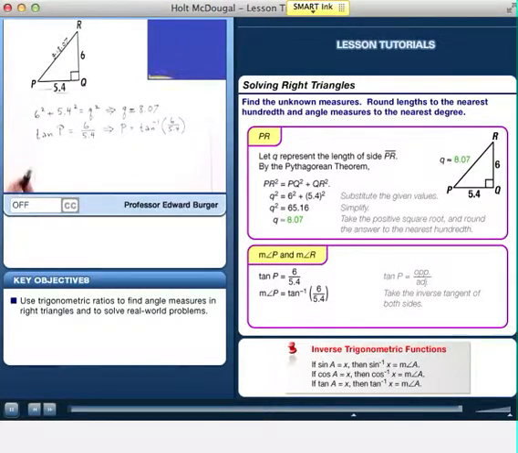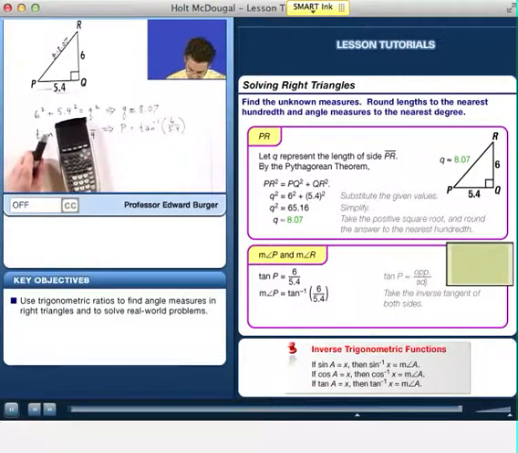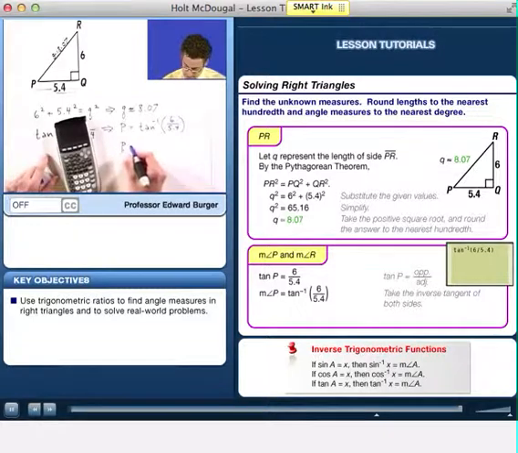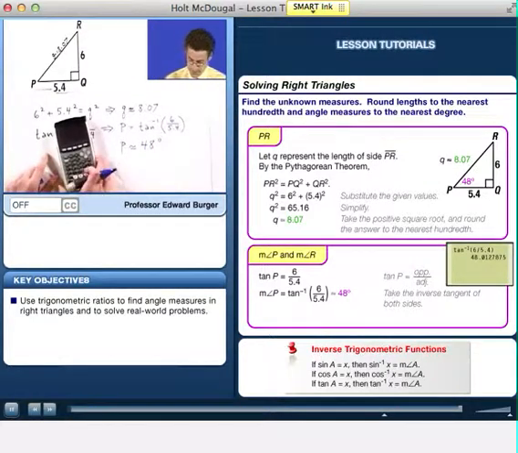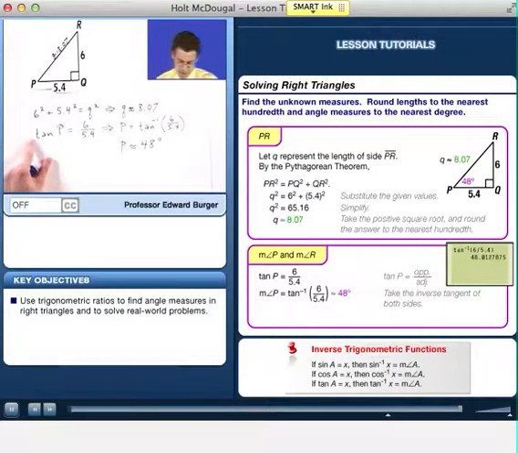So how do I find that? Well, I can use a calculator. Let me just show you really fast. What I would do, I would just pick the inverse tangent, 6 divided by 5.4, and hit enter. And I see that P is approximately, I'm going to round here, 48 degrees. So P is 48 degrees.